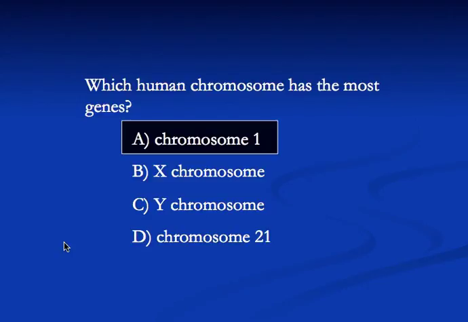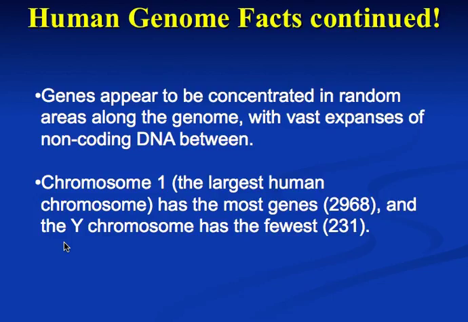I had mentioned that chromosome 1 has the most genes in the human genome. Which chromosome do you think has the fewest? It's also shown here. Well, it turns out that if we skip down here, chromosome 1 has the largest number of genes with 2,968, and the Y chromosome has the fewest with only 231 genes. It's by far the smallest chromosome as far as information content and actual size is concerned.